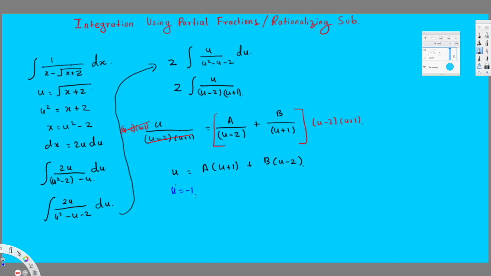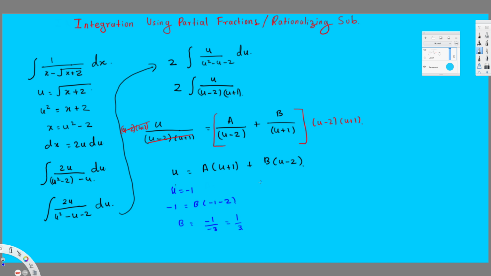So u is equal to minus 1, so we can eliminate this A completely and we will be left with minus 1 is equal to B times (minus 1 minus 2). So we have minus 3 right here, minus 1, so therefore B is going to be equal to minus 1 over minus 3, that's going to be equal to 1 over 3. So we have the B value right now, and we can also do the same thing to find the A value. So to find the A value we have to eliminate the B.